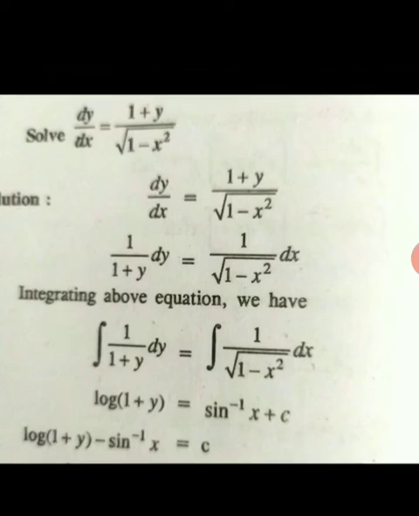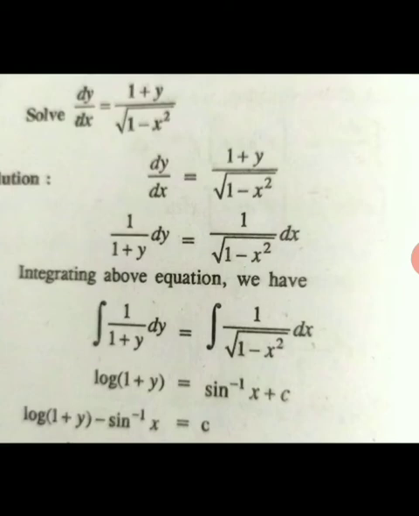Then the third step is what? Integrate the above equation. We integrate 1 divided by (1 plus y) dy equals the integral of 1 divided by square root of (1 minus x square) dx. What is the integration of 1 divided by (1 plus y)? That is log of (1 plus y). And what is the integration of 1 divided by square root of (1 minus x square)? That is sine inverse of x, plus some constant. We take it as c. So this is the solution of the given differential equation.